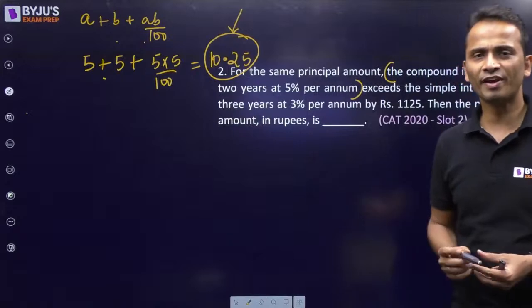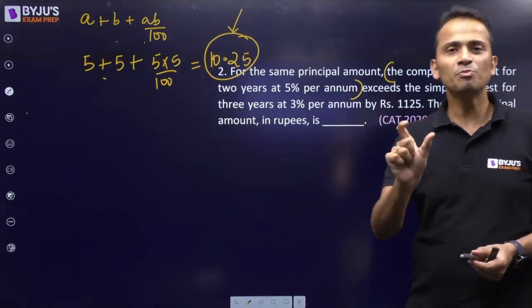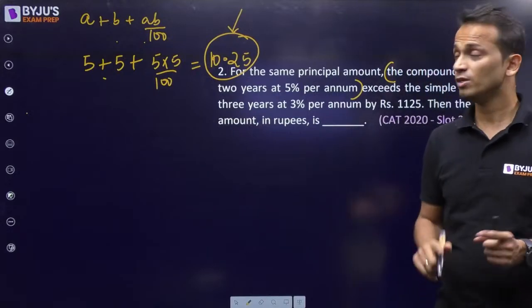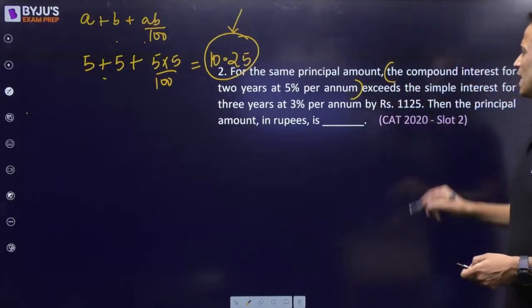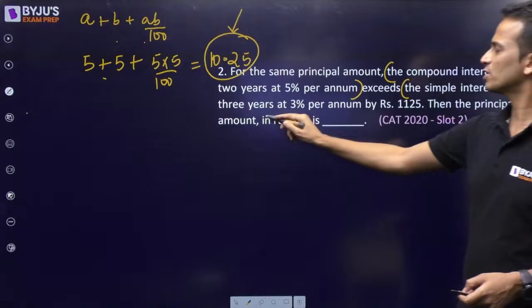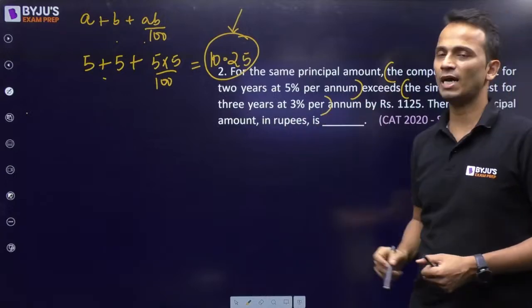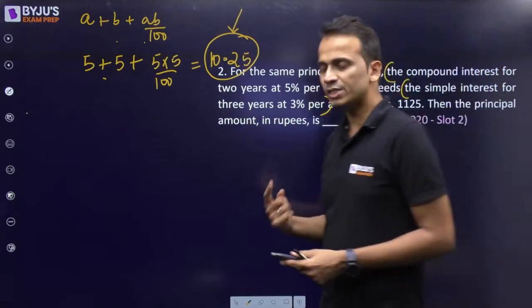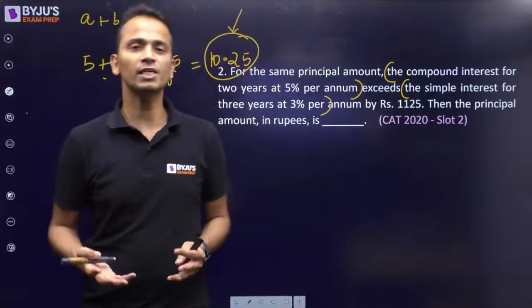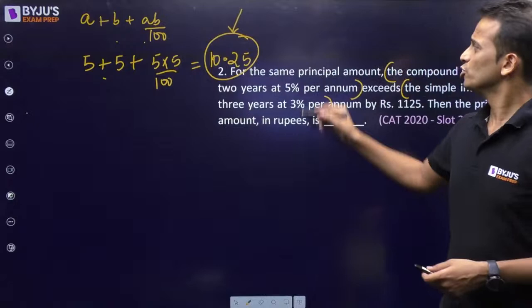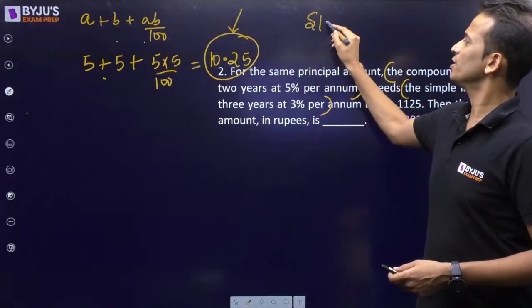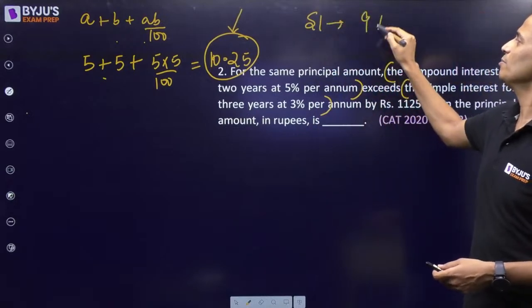So 10.25% is the net percentage by which my money will grow when I invest it on compound interest. Against that, the simple interest for 3 years at 3% per annum. Now 1 year का interest given है 3%. 3 years के लिए कितना हो जाएगा? 3 plus 3 plus 3, that is 9%. So simple interest net percentage is 9%.